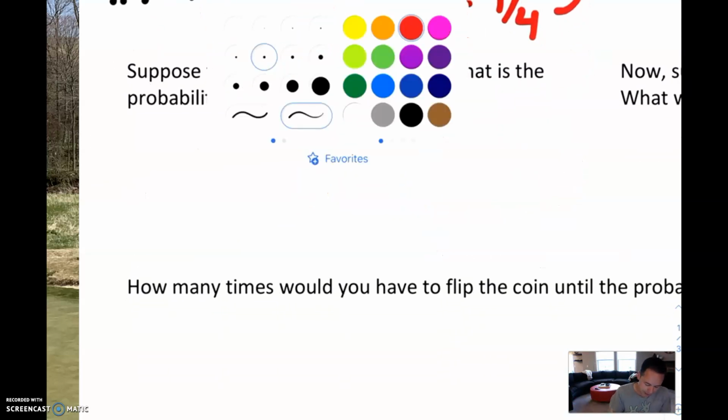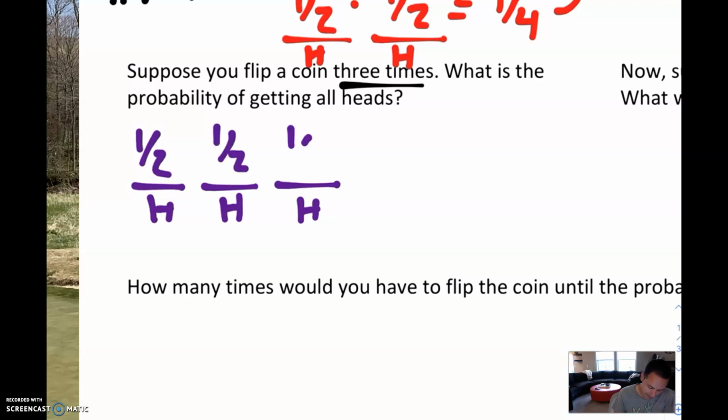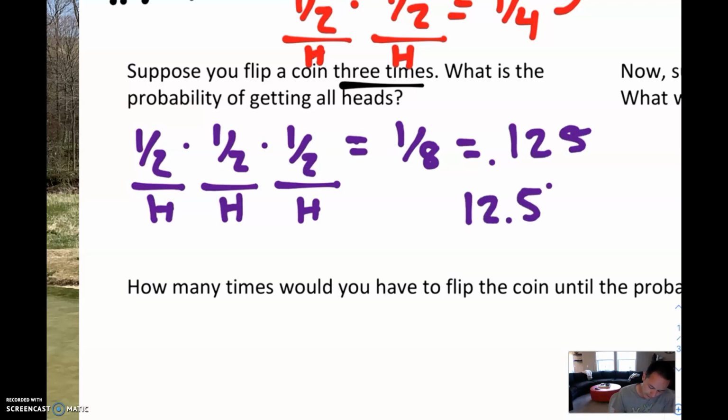So now let's go down and flip that coin 3 times. So I'm going to draw 3 slots here. I want to know what's the probability of getting all heads. So this has to be a heads, this has to be a heads, and that has also got to be a heads. The chance of getting a heads on the first one, 1/2. The second one, 1/2. The third one, 1/2. And we want to multiply these to find the probability of all of them being heads. And if you multiply them, we get 1/8, which ends up being 0.125, which is 12.5%.